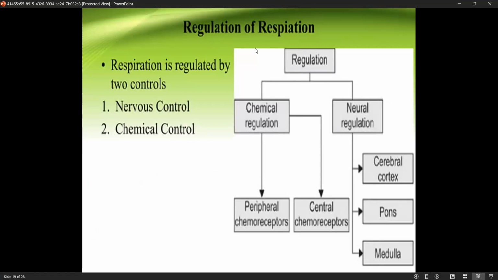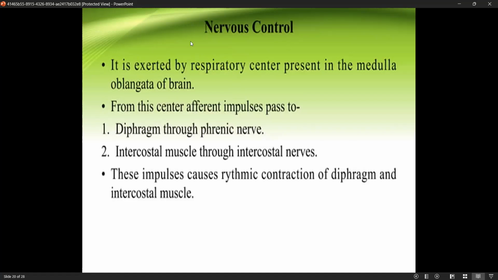So, how is respiration controlled by our nervous system? Respiration is regulated by two controls, that is the nervous control and chemical control. The nervous control is regulated by the cerebral cortex, then the pons and the medulla. And the chemical regulation is regulated by some receptors, that is the peripheral chemoreceptors and the central chemoreceptors. Let's see how. Here you can see the nervous control. It is controlled by the respiratory center present in the medulla oblongata of the brain, right?